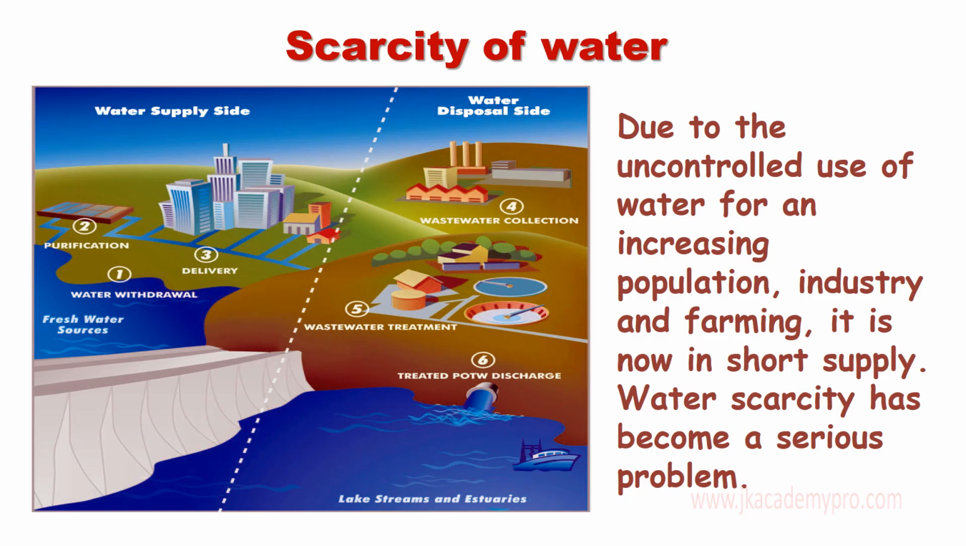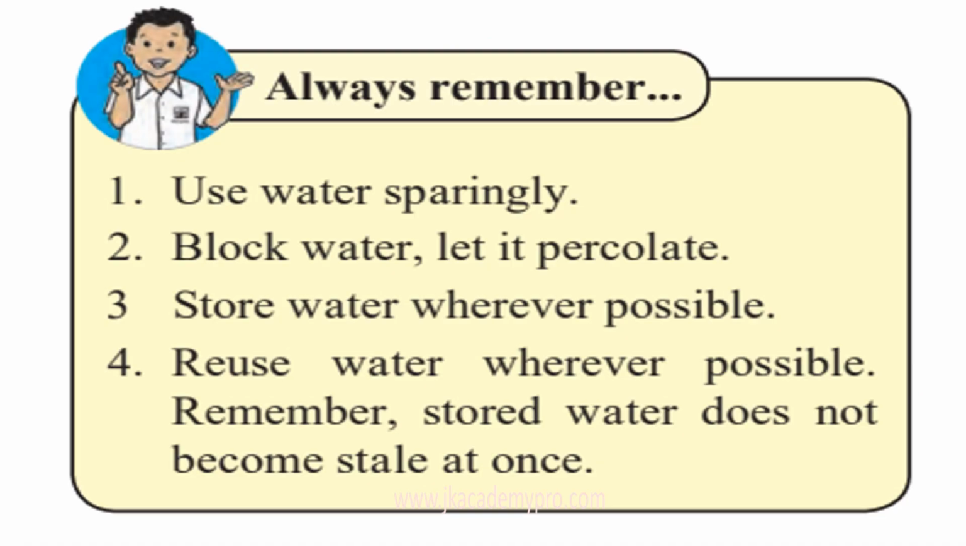So, we have to think about saving water, conserving water, so that this doesn't become a serious problem and we are able to save water. How do we conserve water, or how do we take care of water? Number one, we should use water sparingly. That is, we should not waste water. We should use only the amount of water that is necessary or required for us. We should not unnecessarily waste water.